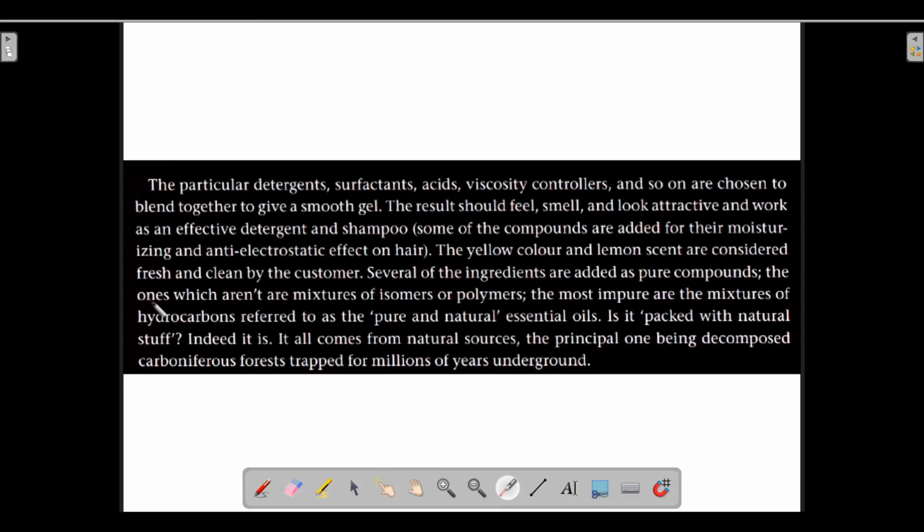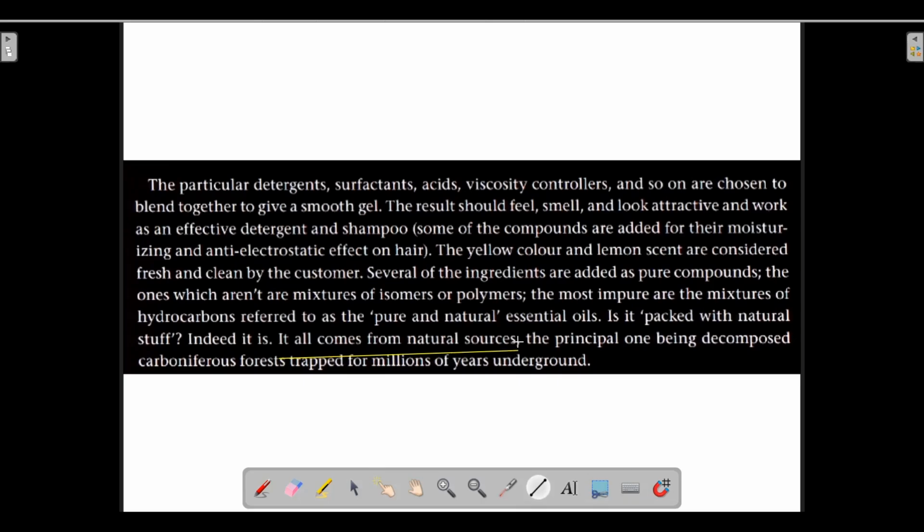Those are not like that. Those are chemical substances derived from the petrochemical industry. So is it really packed with natural stuff? The answer is no. But the author is saying indeed it is, though not in the sense in which the shower gel company is advertising, but in some other sense. Indeed, it is packed with natural stuff, because it all comes from natural resources.